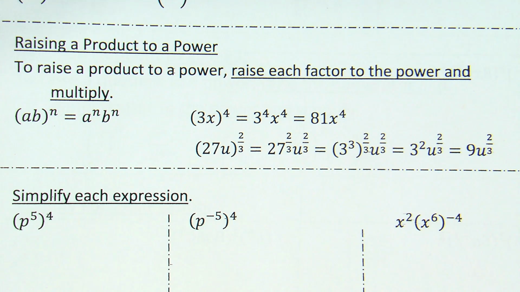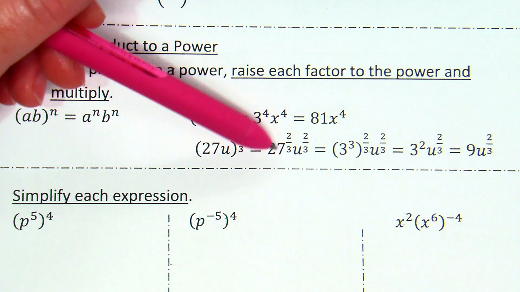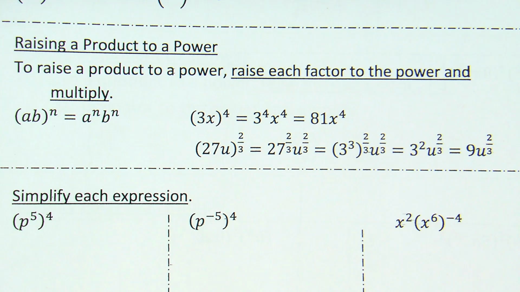And we'll talk about that one a little bit more when we get down to a problem like that. But 27 to the 2/3 and u to the 2/3, I'm probably going to go ahead and introduce what will come up in another lesson or two. So right now, let's just jump into examples.